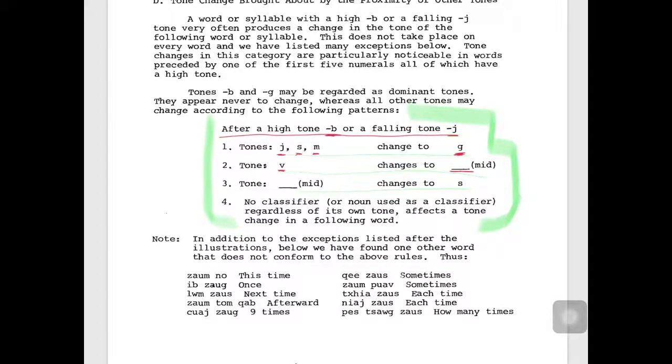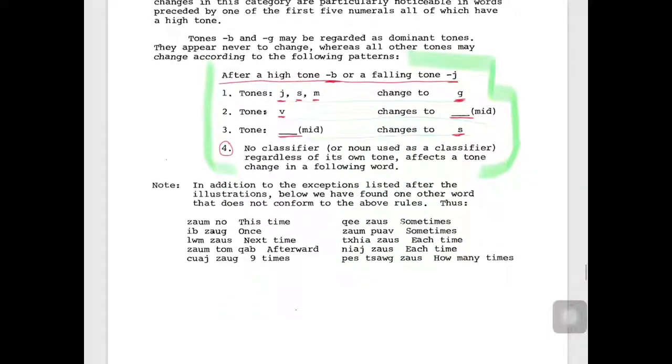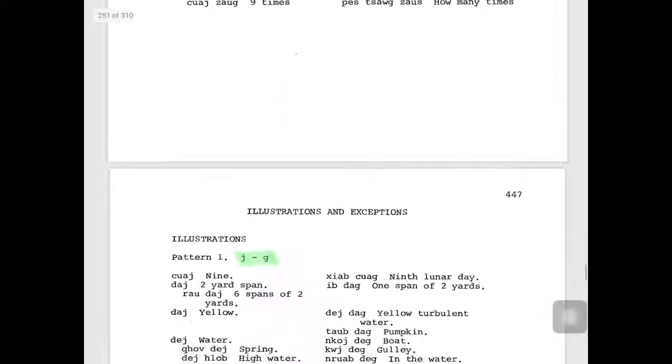If it ends in a no tone, if it has no tone at the end of the word, it will change to an S tone. And then the final rule here, number 4, no classifier or noun used as a classifier, regardless of its own tone, affects a tone change in a following word. So if you're like me, that all seems very abstract, but here's some examples to help visualize it.